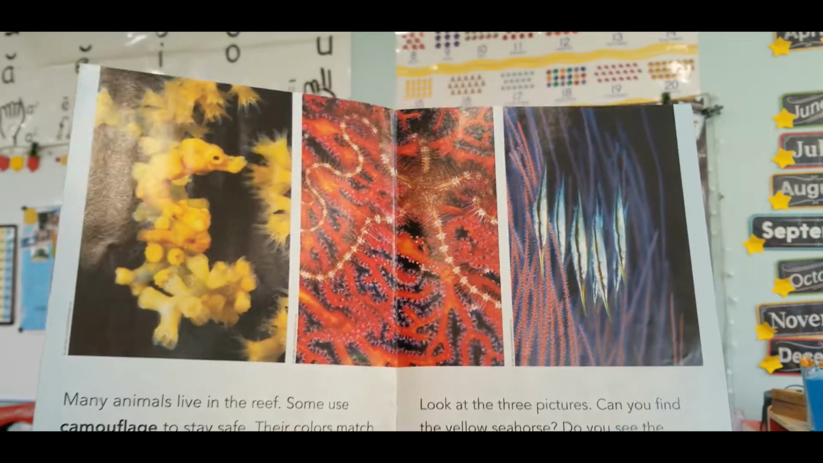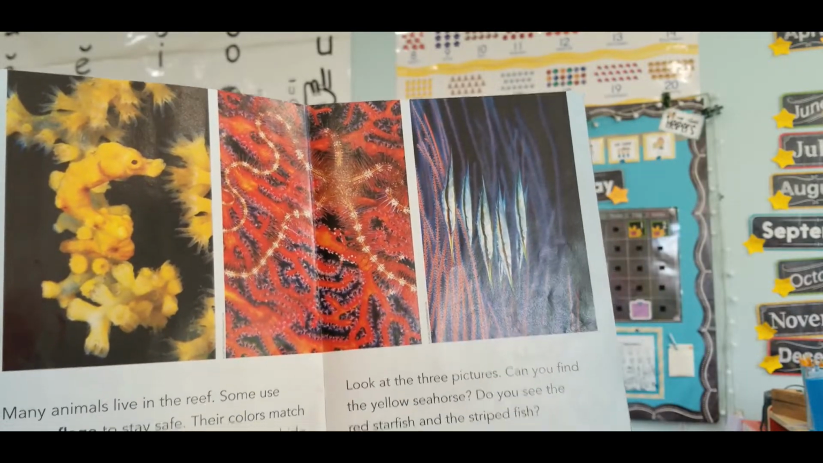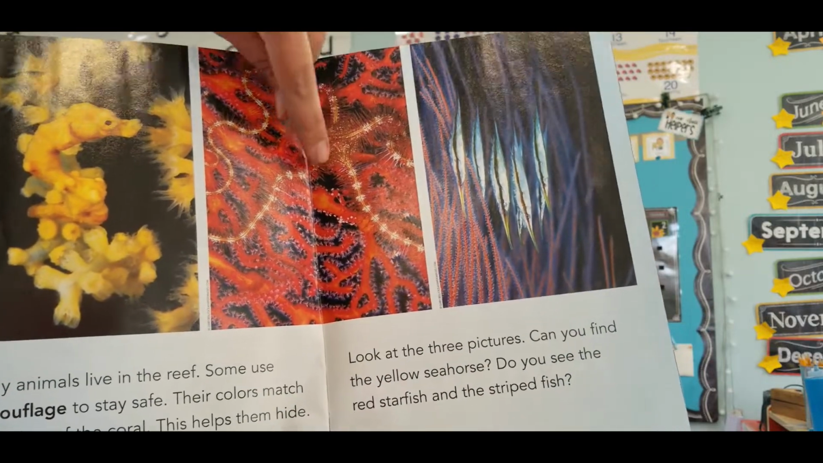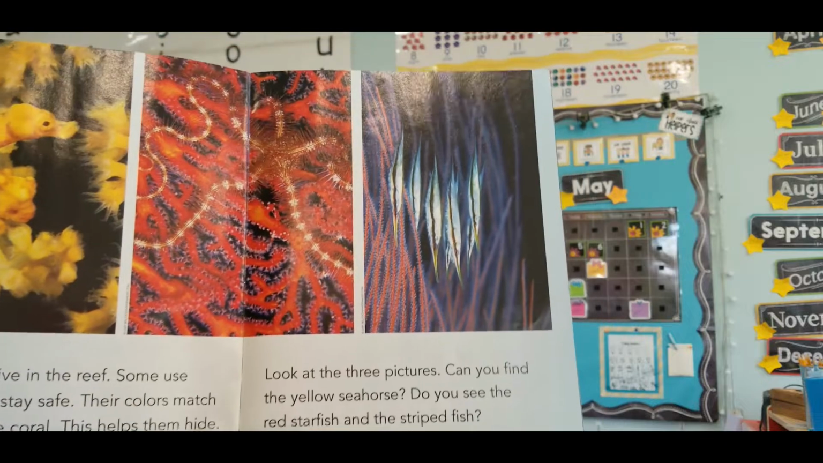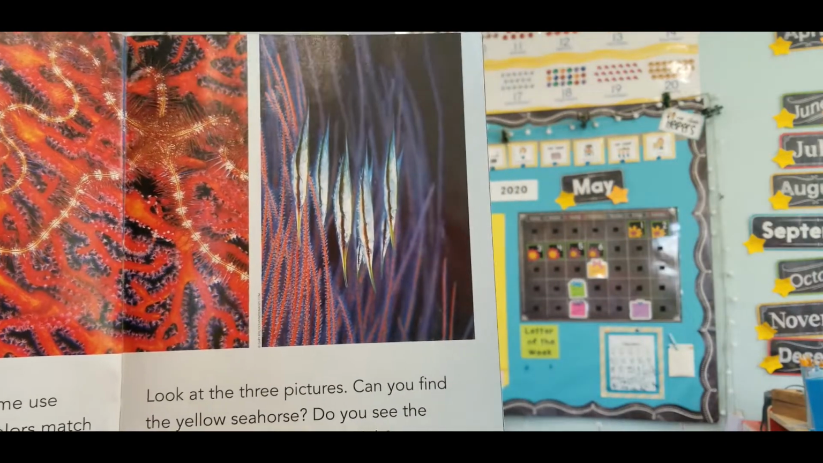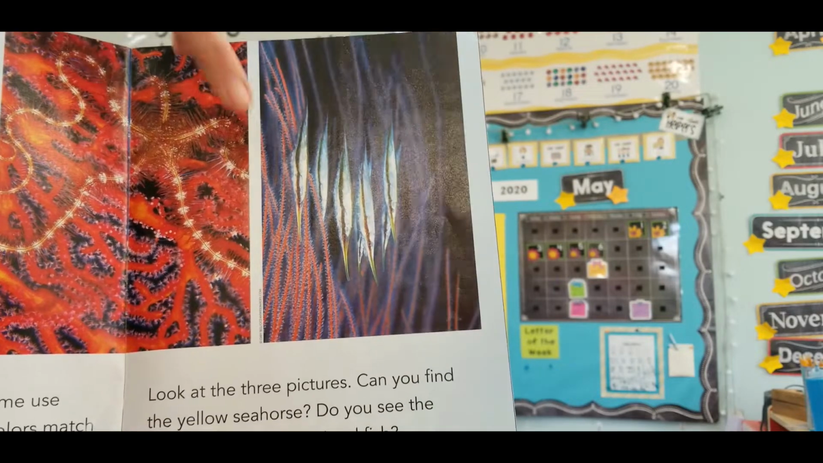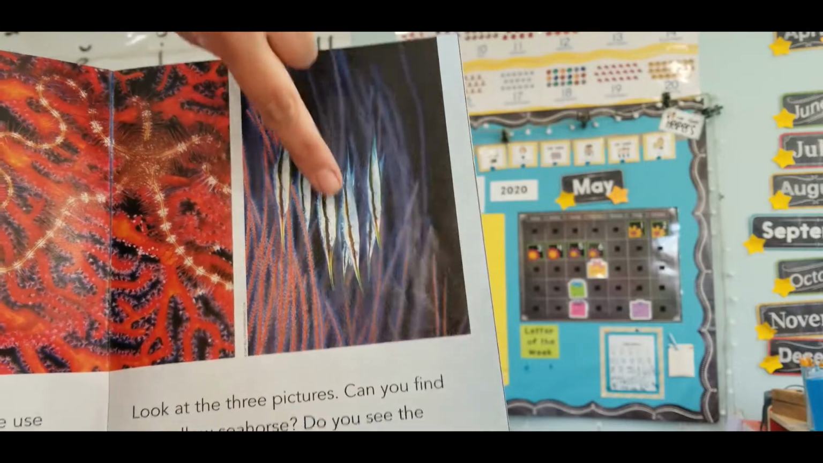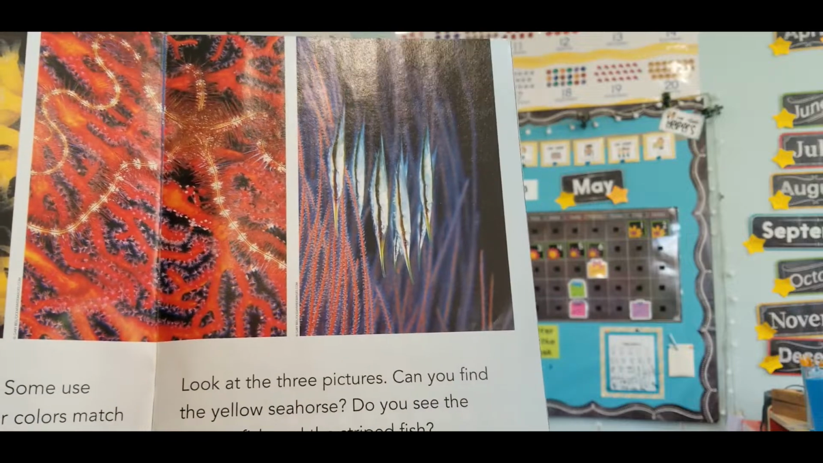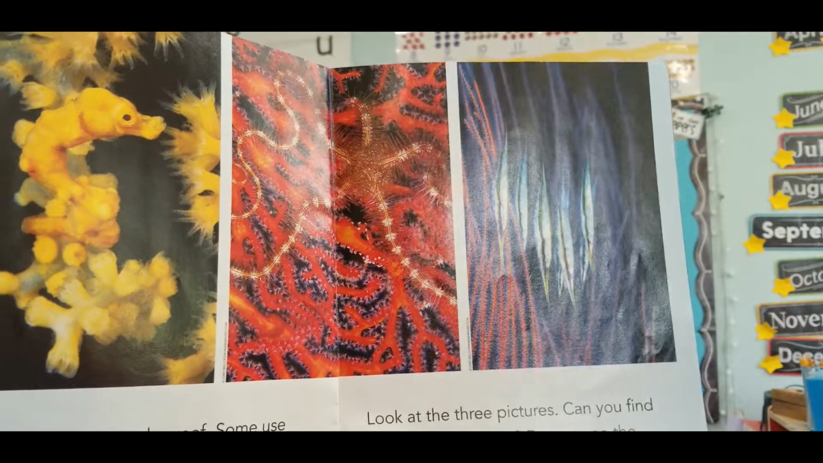And next, do you see the red starfish? Do you see the red starfish? There it is. Last one. Do you see the striped fish, or does it just look like plants? Look at that. They're going up and down. Their eyes are facing down and their tails are facing up. Pretty cool, right? Camouflage. Coral reef.